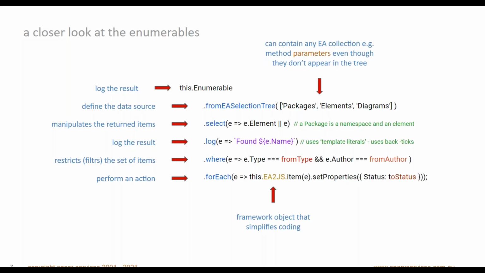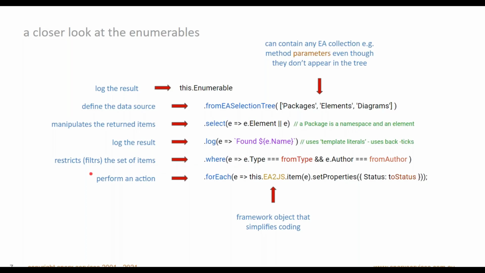Then we log the result using template literals. So if you're a bit of a JavaScript person, or you've been doing some modern coding, you'll know that template literals allow us to substitute in basically a variable and use these backticks.